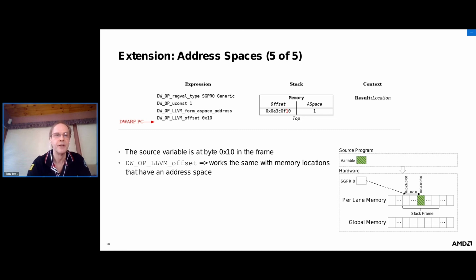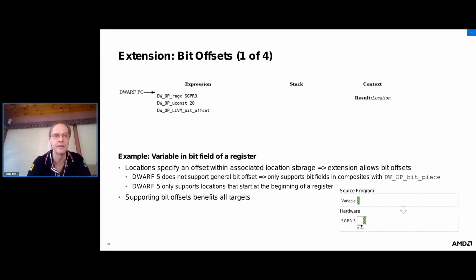That then becomes the result of our expression. And we can compose this so that anything that takes a location can now suddenly deal with locations that have address spaces. Bit offsets, similarly, we can just extend the idea that since locations have offsets, we can think about the offset as not necessarily just being a byte offset, but being a bit offset.